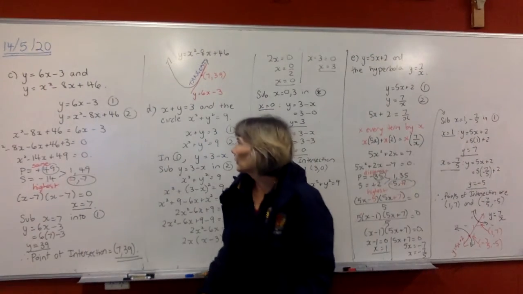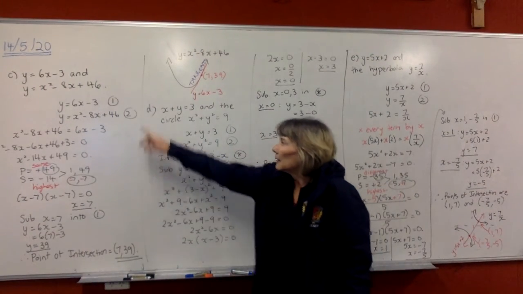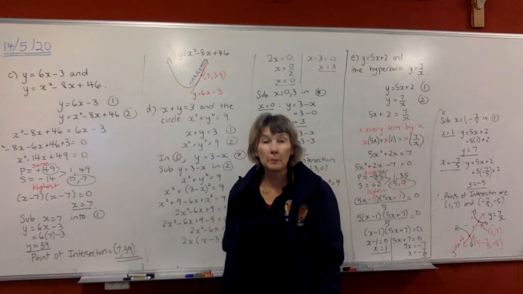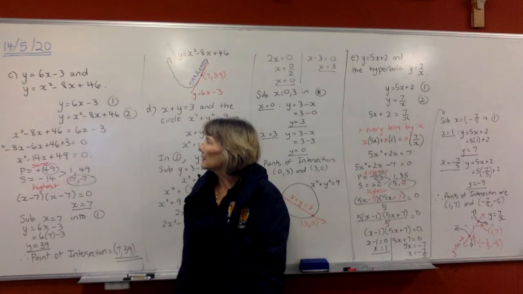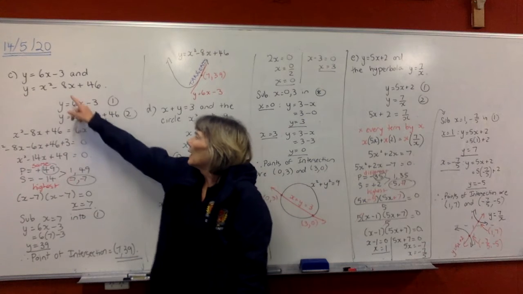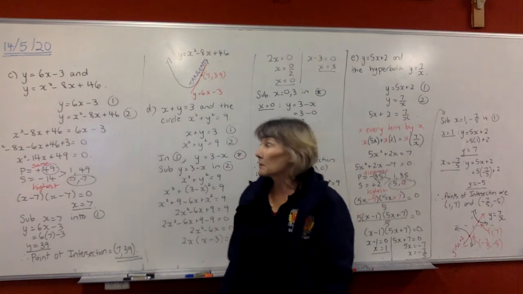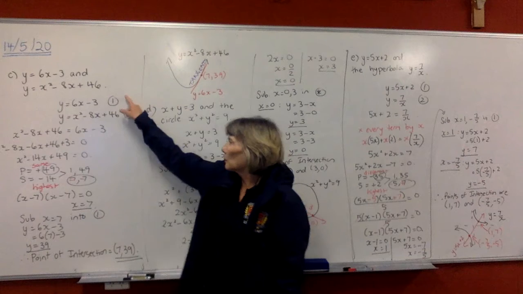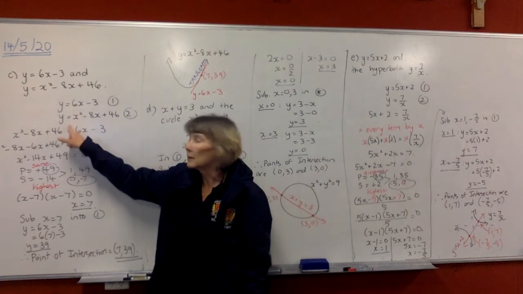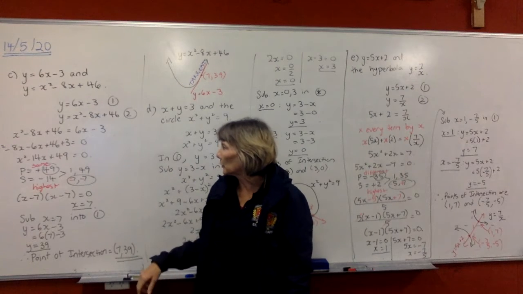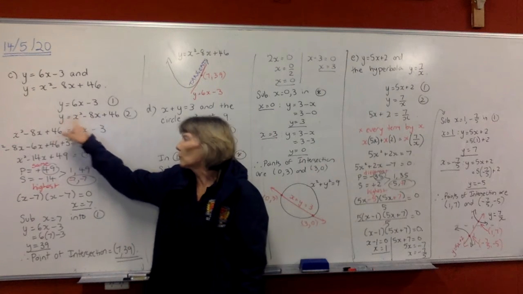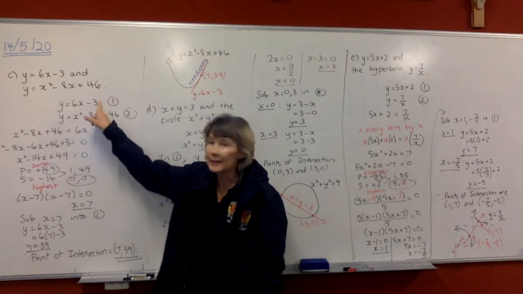So boys, we're going through another few examples here. So this next one, we're finding the points of intersection, remember, for y equals 6x minus 3, and y equals x squared minus 8x plus 46. So put the two equations down with equal signs underneath each other. One's equation 1 and the other one's equation 2. Because they're both equal to y, we're going to make them equal each other.